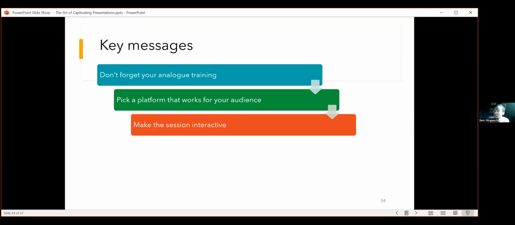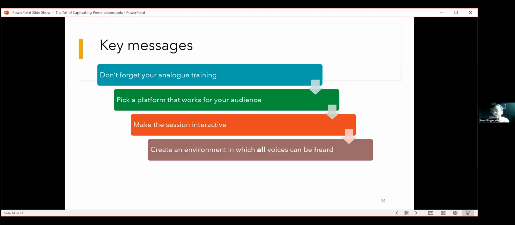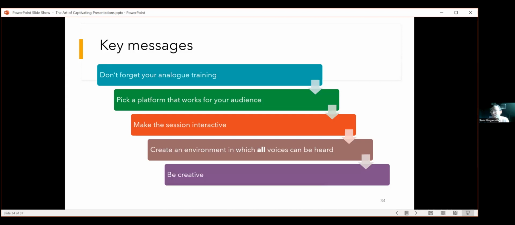Try to make the session interactive, depending on your audience again. Create an environment in which all voices can be heard, and be creative. I think that people value creativity, and again, creating a space where people can be involved if they want to, but they don't have to be involved.